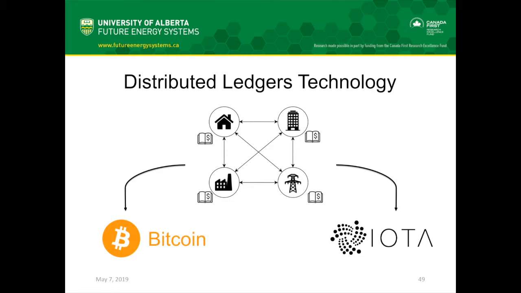However, Bitcoin has a main problem. It has the main problem of performance. It is not as efficient as we need. It takes about 10 minutes for a transaction to be completed in this network. However, this is not even close to what we need for the distributed energy resources.